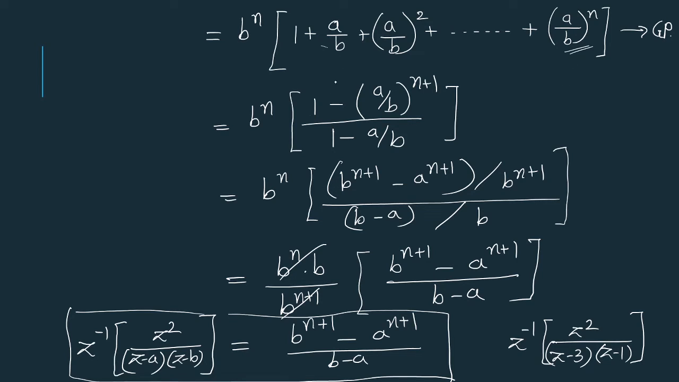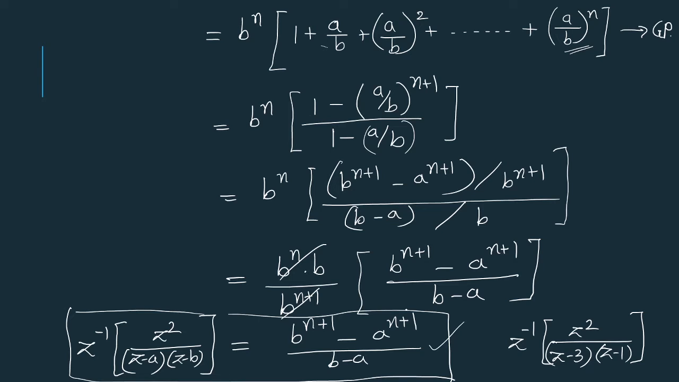Now this is the series in GP. Therefore, here the common ratio is a by b. Therefore, we write this as 1 minus a by b to the power n plus 1 upon 1 minus a by b. We simplify this by taking LCM. We get this term. Now combine the terms of b to the power n, b upon b to the power n plus 1. This gets cancelled. We get this as the required result.